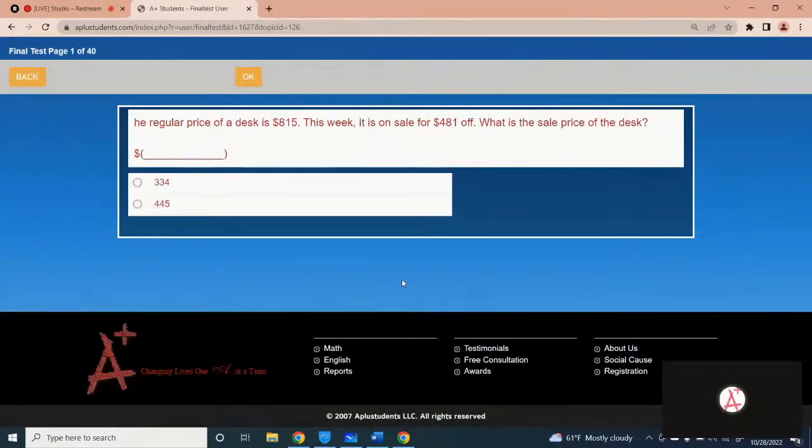Okay, the regular price of the desk is 815. This week it's on sale for 481 off. What is the sale price of the desk? So the original price is 815 and the discount is 481 off. You need to find the price after the discount. So just subtract the sale value from the original one. Got it?